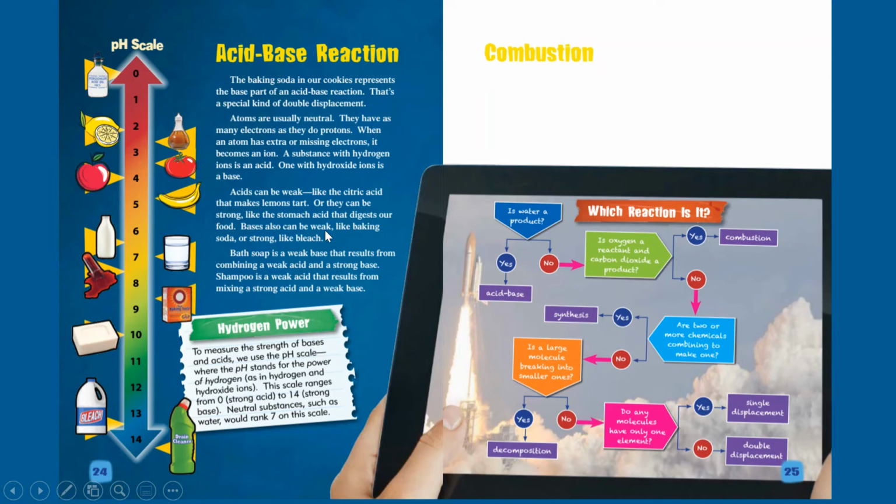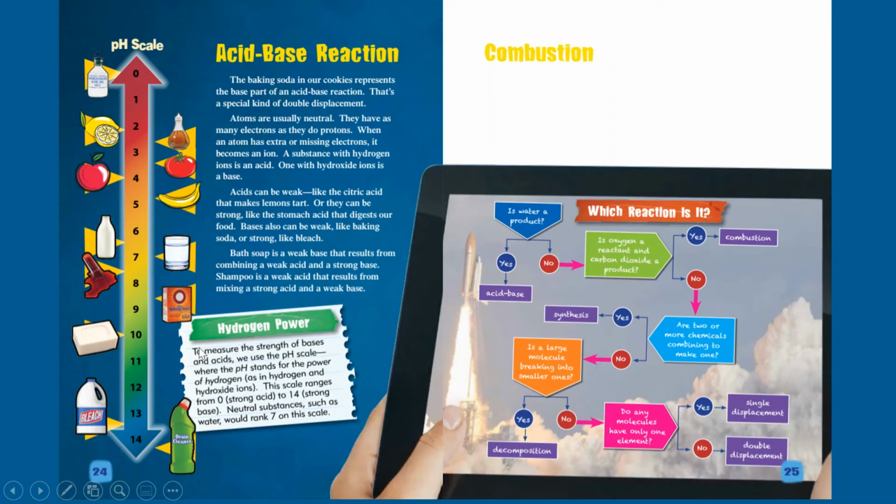Bases also can be weak, like baking soda, or strong, like bleach. Bath soap is a weak base that results from combining a weak acid and a strong base. Shampoo is a weak acid that results from mixing a strong acid and a weak base.